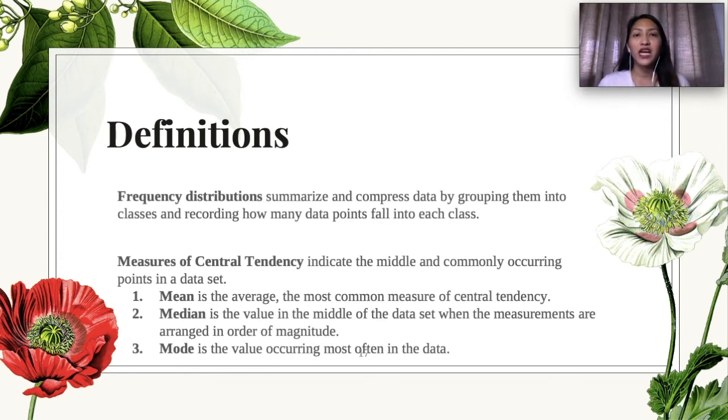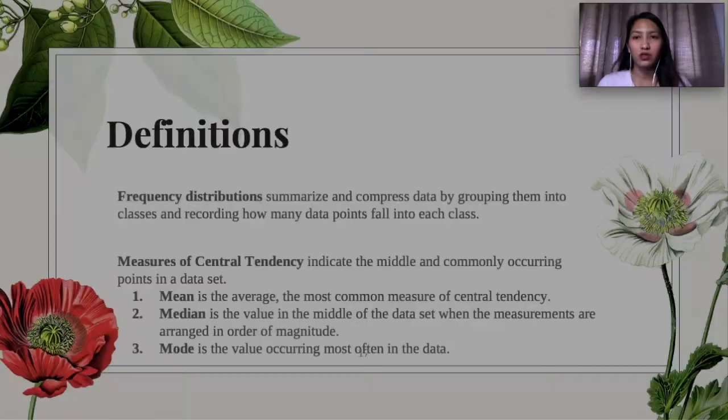So, ipag-add mo lahat ng values mo, i-divide mo sa total number. Yun ay mean. Ang median naman, ito yung pinakang gitna ng data mo. So, all you have to do is to arrange in ascending order yung data mo, tapos hanapin mo yung gitna. So, kapag nahanap mo na yung gitna, ang tawag doon ay median. Iba siya sa mean. Yung mean, yun yung average, yung median, yung pinakang gitnang value. Ang mode naman, ito yung pinakang occurring most often in the data. So, that's the mode.